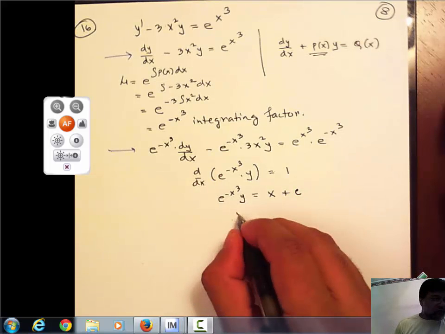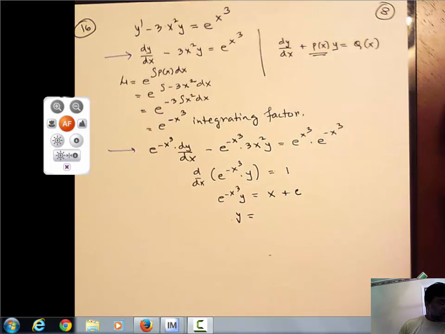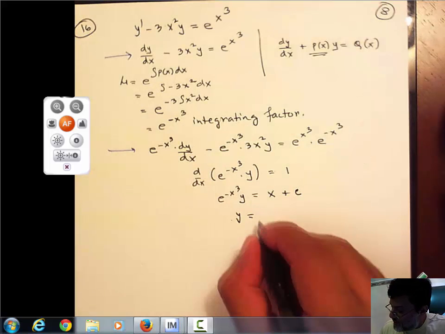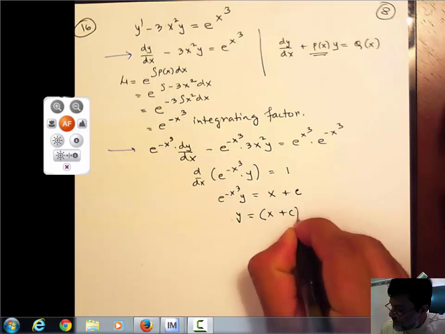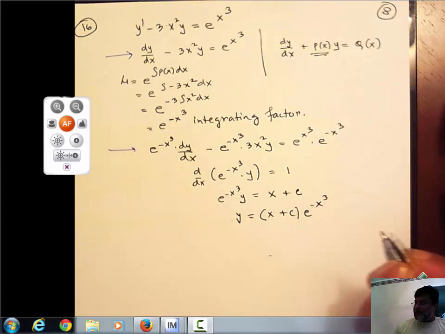So what would be my y? Well, I can multiply both sides by e to the x cubed, so I will end up getting, and I can stop right here.